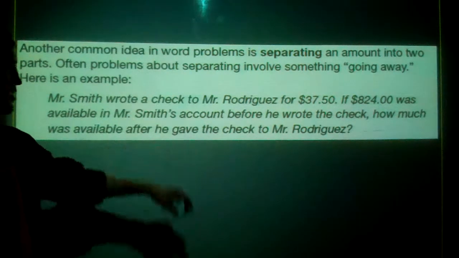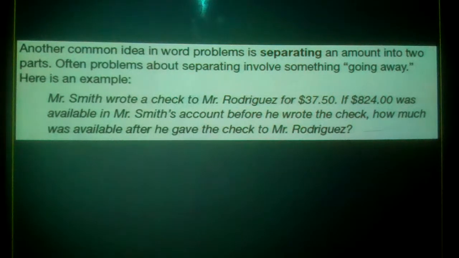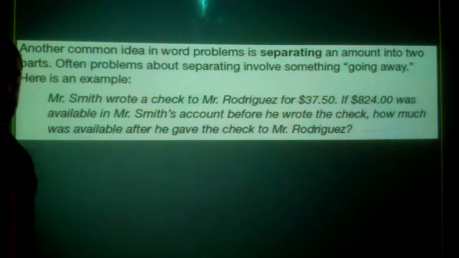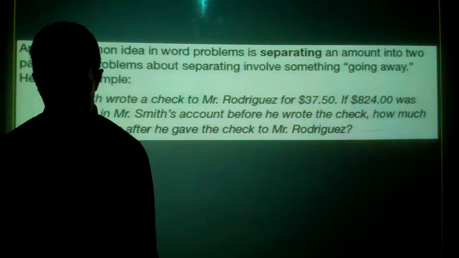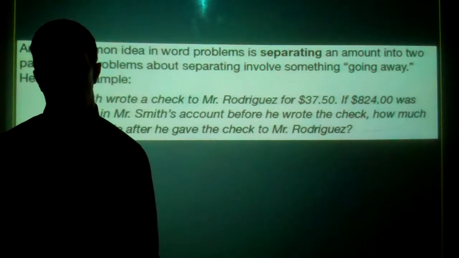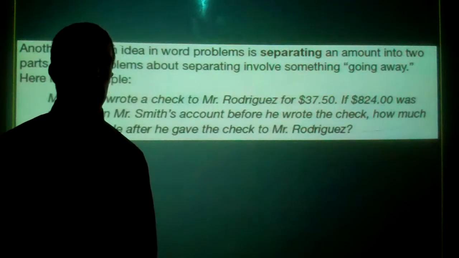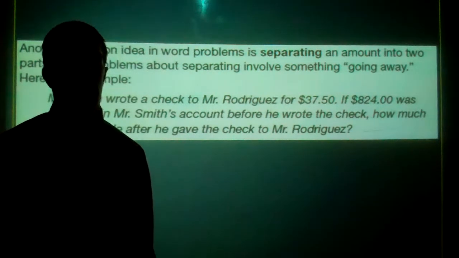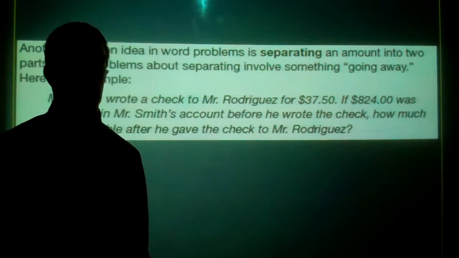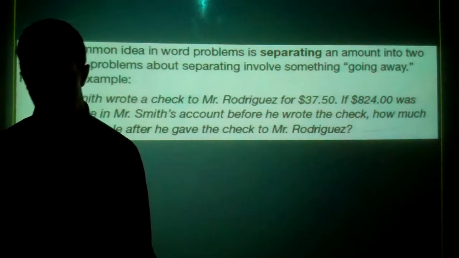Mr. Smith wrote a check to Mr. Rodriguez for $37.50. If $824 was available in Mr. Smith's account before he wrote the check, how much was available after he gave the check to Mr. Rodriguez? So, it's easy to think about money, maybe even just walking into a store with a $20 bill. You pay for something. You started with 20, you pay for something, that gets taken away, and then you're handed back your change, or what remains.